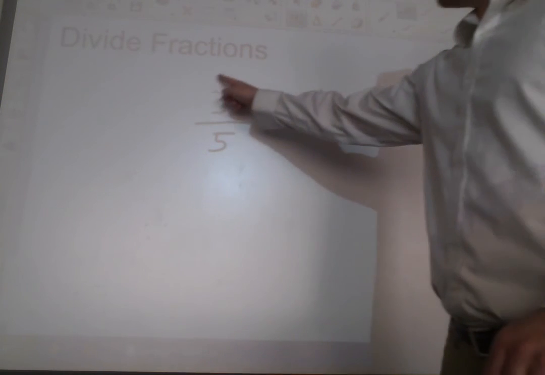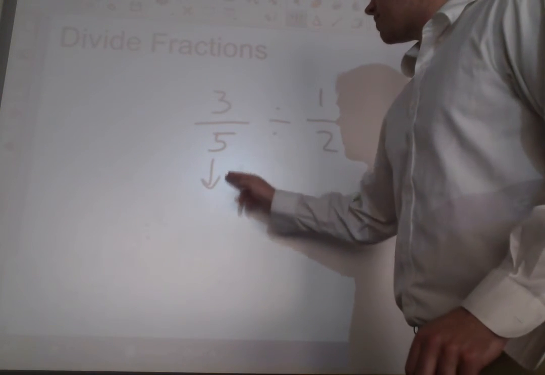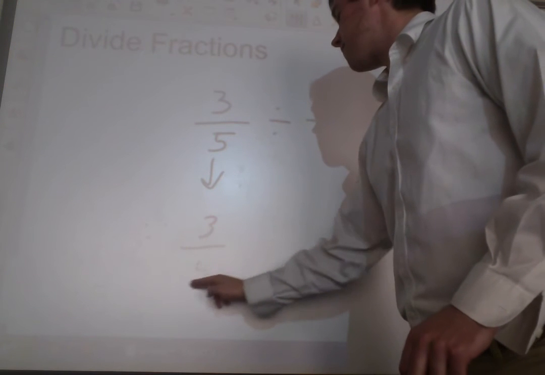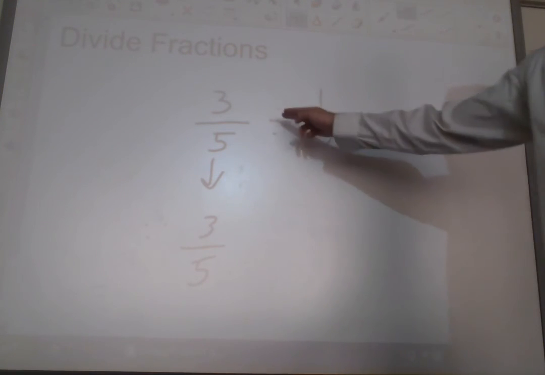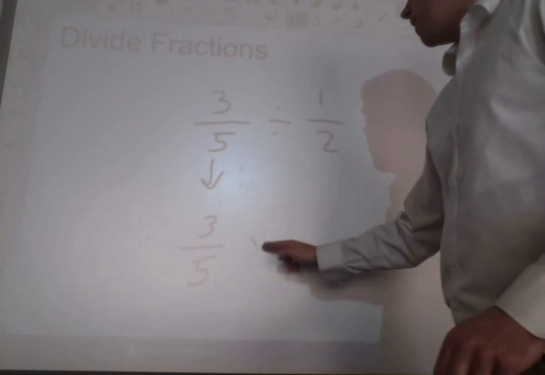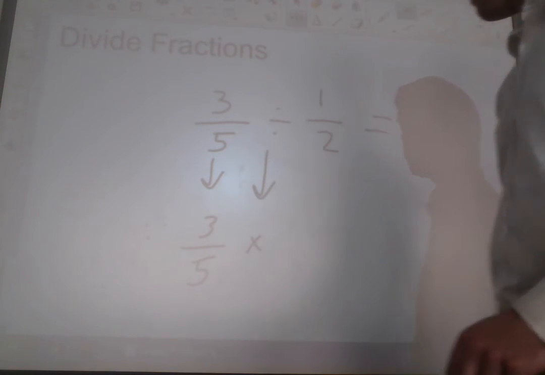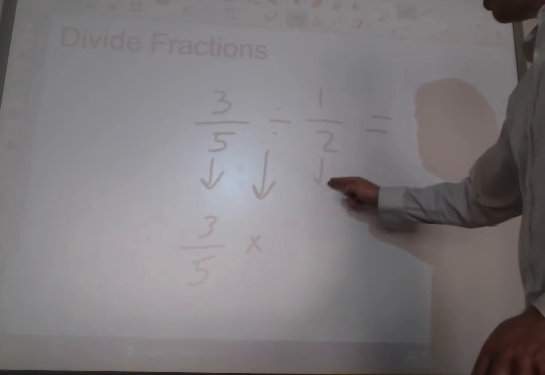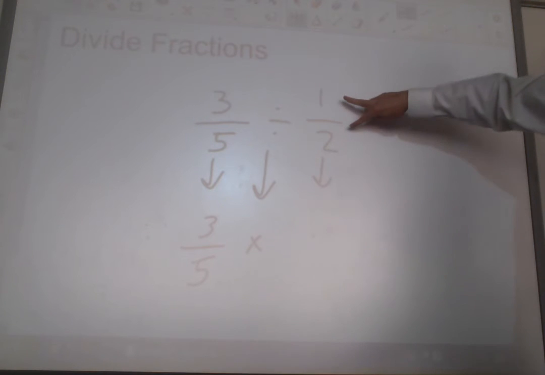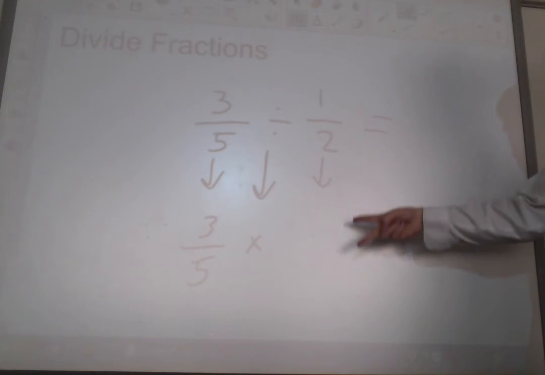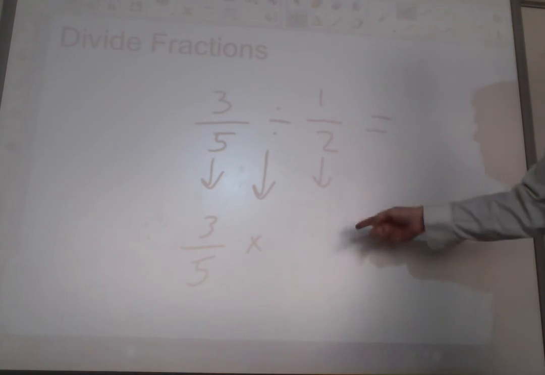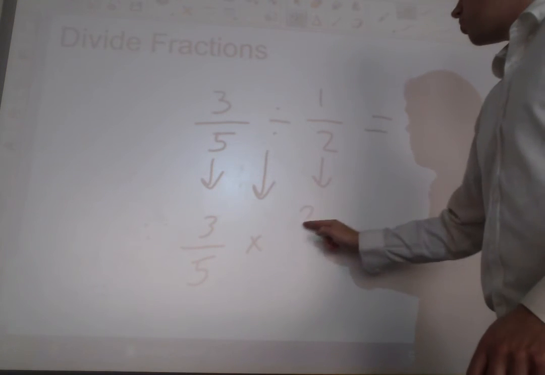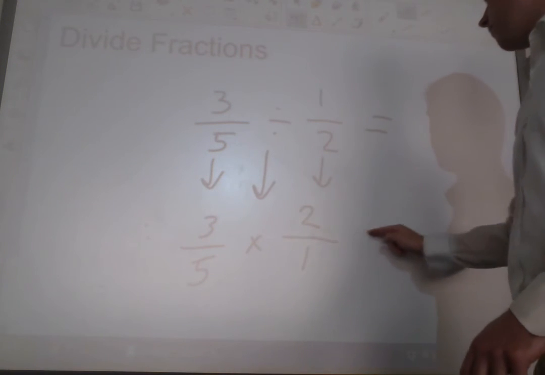Okay? We're going to keep the 3/5. It stays exactly as it is. We're going to change the divided sign into a multiply sign. And we are going to change the 1/2 into its reciprocal. We flip it and bring it down. So we flip it, instead of 1 over 2, it becomes 2 over 1.